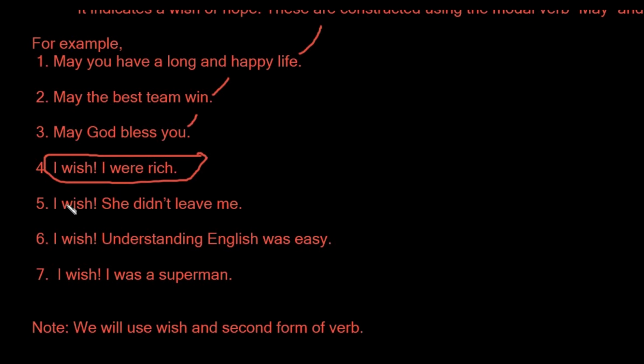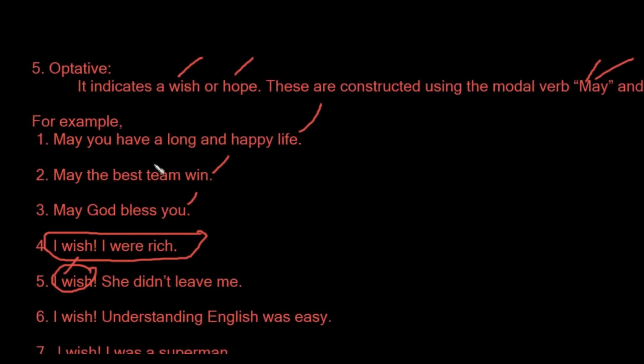The next one, I wish she didn't leave me. So I wish she didn't leave me. Maybe someone left me, and I'm wishing she didn't. It is a kind of regret, that why she left me, etc. So that's why I'm using wish. It is used for desire sentences, wish and hope, like desires.